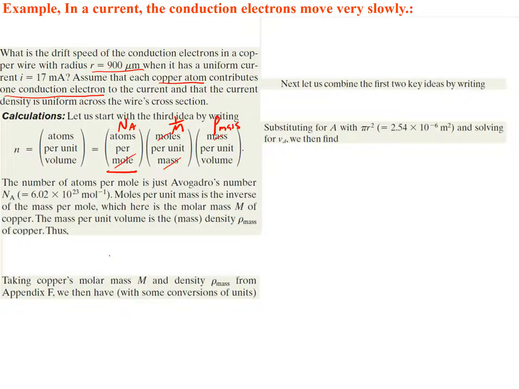So just to reiterate, we start with Avogadro's number. Moles per unit mass is going to be the inverse of mass per mole, which is the molar mass, capital M. And the mass per unit volume is the mass density of copper. So putting this into an equation, you have n is equal to Avogadro's number times the inverse of the molar mass times our density of copper. Simplifying, this is just Avogadro's number times our density divided by molar mass.